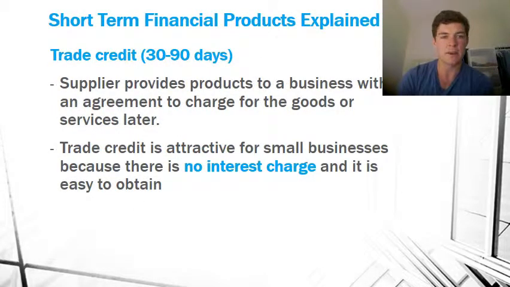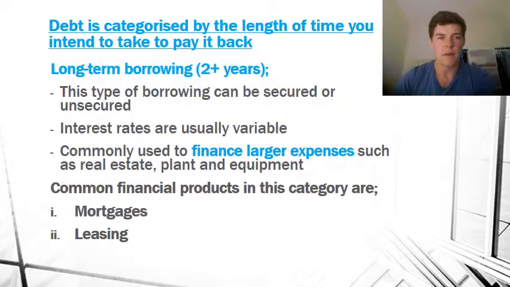All right, and the last one we can look at, just for this exercise, is trade credit. It's roughly 30 to 90 days. The suppliers provide products to a business with an agreement to charge for the goods or services later. So if you're trading and you need some tools or some wood, you can get these from the supplier and pay for them at a later date. Trade credit is attractive for small businesses because there's no interest charge and it is easy to obtain. So you can obviously see the benefits of it there.